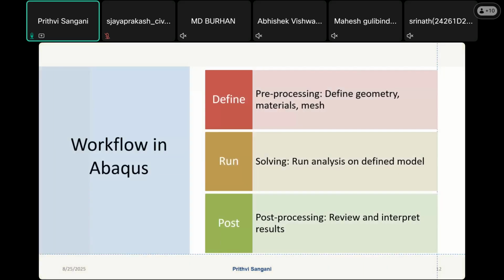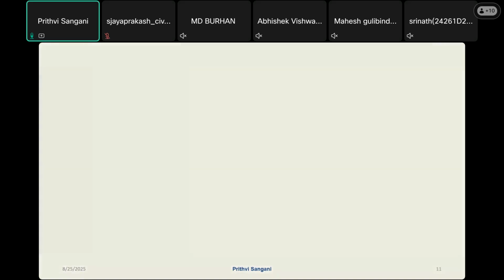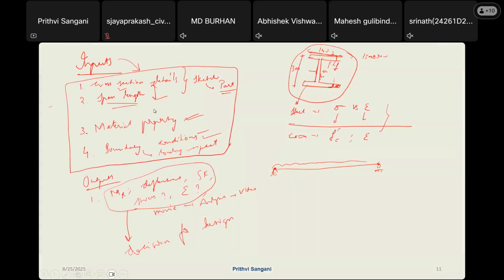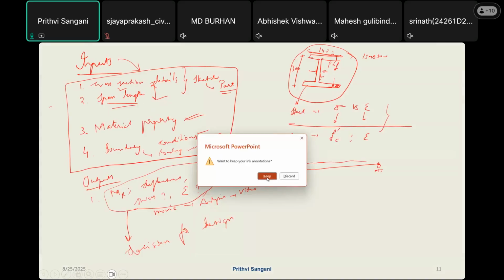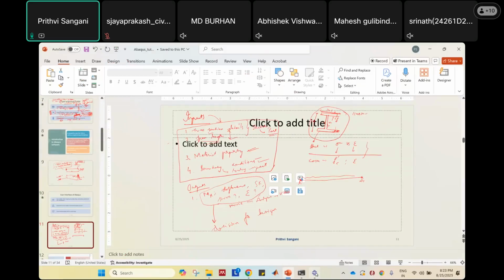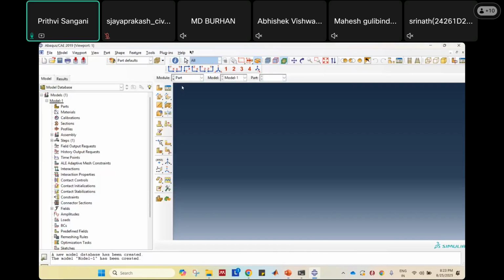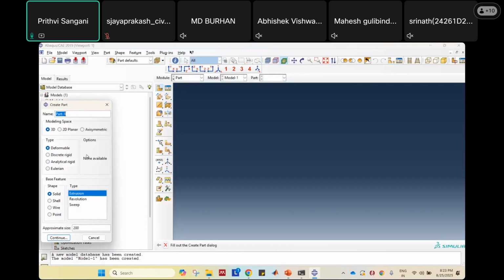So like I mentioned, here, as you see, cross section and span length. What happens to the cross section and span length? See, the first part, if you remember, is cross section and span length. So where do I utilize those cross section and span length? That comes in this part which is called Part. It says Create Part. In Create Part, here you can create it.